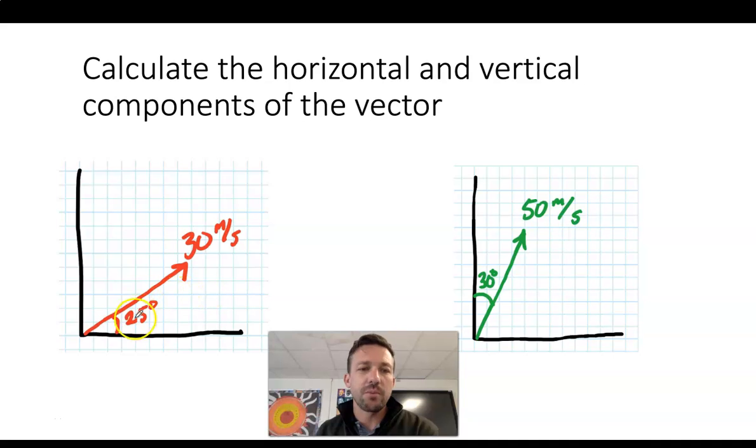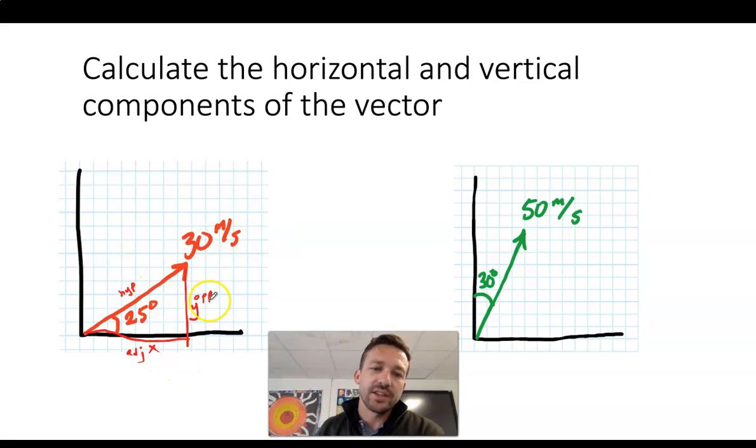Let's walk through it here. You can act like it is a triangle, and the vertical component is right here, and this is the horizontal. This is your degree, this is your opposite, this is your adjacent, and this is your hypotenuse. We'll call the vertical portion y, and we'll call the horizontal portion x.